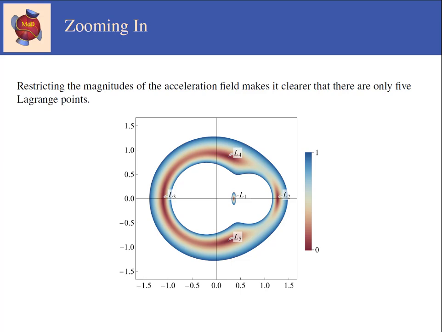Now, if we zoom in by restricting the range of acceleration values to 0 to 1, remember it was 0 to 3 before, then we can see a little more clearly that the graph is darker at the labeled Lagrange points than it is in most of that 3/4 ring. So this gives us a sense that the acceleration is small in that 3/4 ring, but not necessarily 0. We also want to note that L1, L2, and L3 all lie on the x-axis where y is 0, and L4 and L5 are off the axis, but they're symmetric with respect to the x-axis.